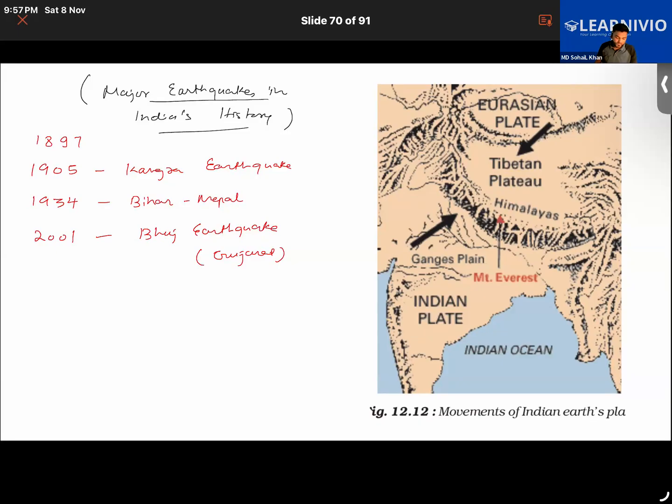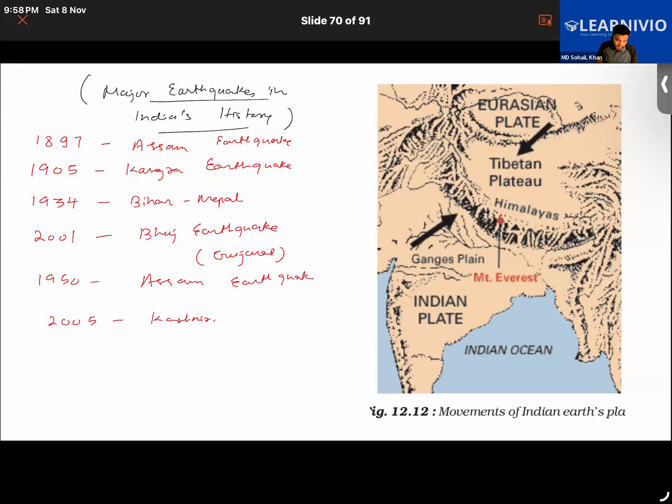So the 1897 earthquake was in Assam. So the Assam earthquake, that too was very devastating. Then we have an earthquake in the year 1950 also. That was also in Assam, and that too was very, very devastating. If you talk about recent major earthquakes in Indian history, there has been a recent earthquake that dates back to the year 2005 in Kashmir. So these are just some of the major earthquakes in the history of India.